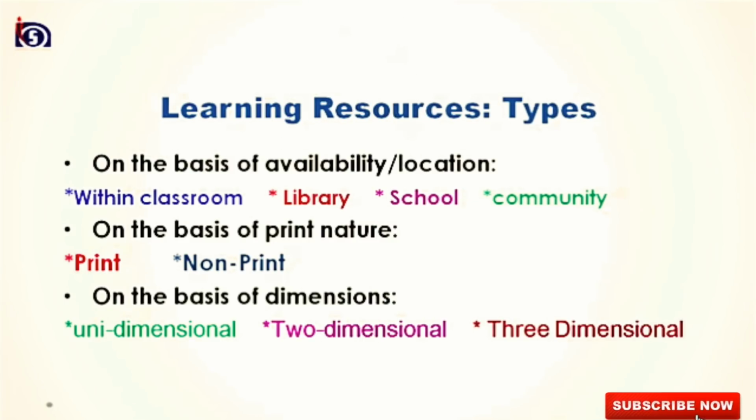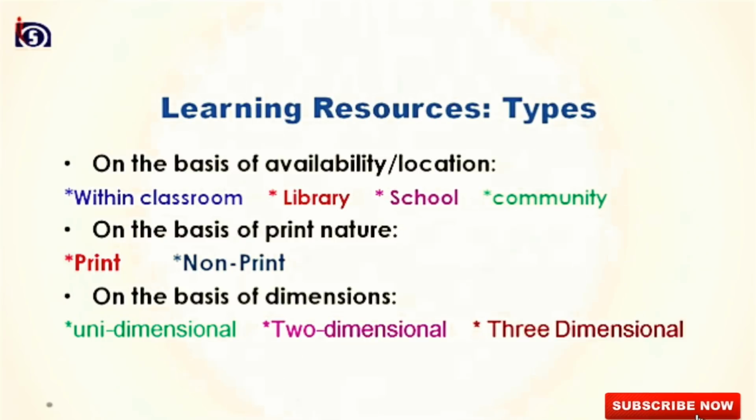What are the different kinds of learning resources which can be used in the social science classroom? Let us discuss that. On the basis of availability and location, we can categorize learning resources into 4 categories. First, learning resources available within the classroom, such as the textbook, blackboard and other things situated in the classroom. Then learning resources located in the library, such as reference books, maps and charts. Then we have learning resources situated not in the classroom, not in the library, but in the school.